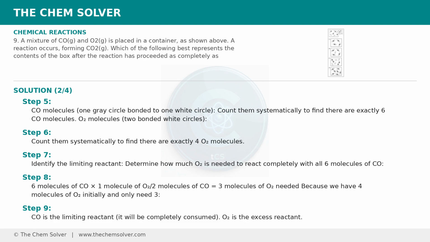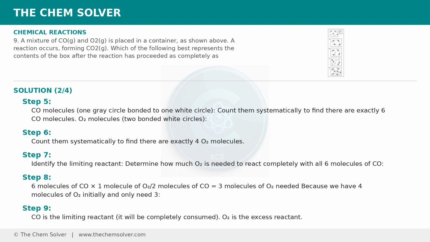CO molecules, 1 gray circle bonded to 1 white circle, count them systematically to find there are exactly 6 CO molecules. O2 molecules, 2 bonded white circles, count them systematically to find there are exactly 4 O2 molecules.